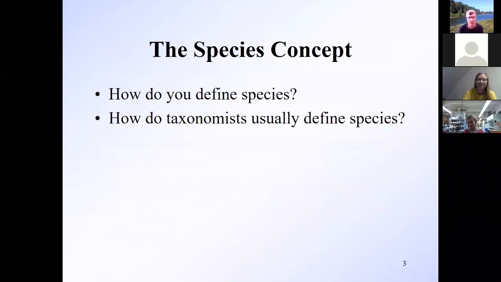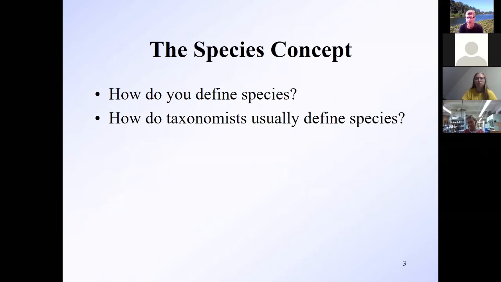So here's another question for you. How do you define species? Somebody throw in a definition of species real quickly, either verbally or type it in. Okay, good. Cassie got it. Can reproduce and are genetically similar. They can basically reproduce, and so that's the biological species concept you're talking about.